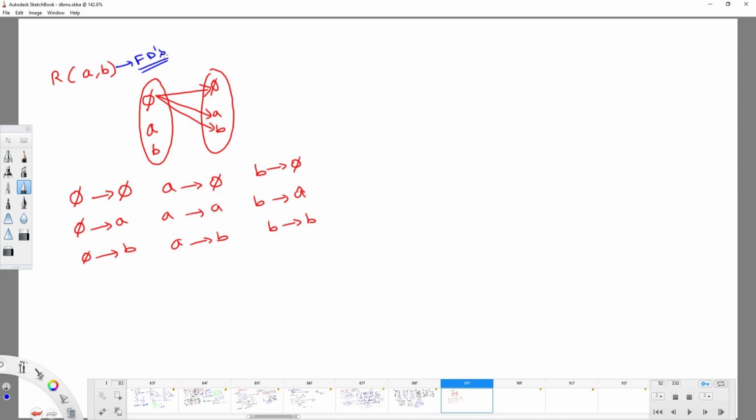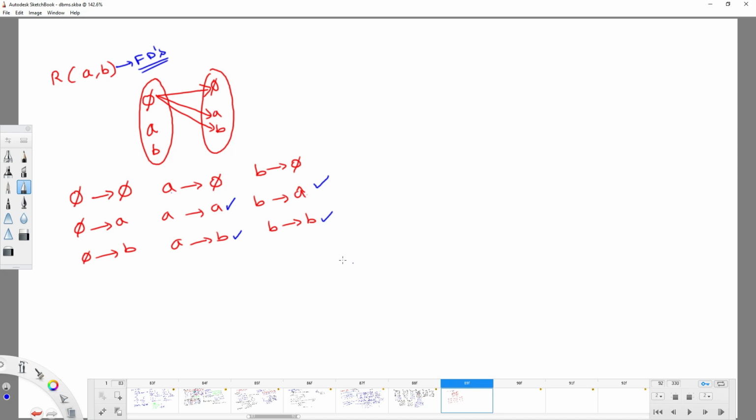Am I right? Yes. See, if I say that A determines phi, is it a valid functional dependency? No, it is invalid. Right? So, if I say that any particular attribute can determine something, right? So, is A determines A? Yes. Is B determines B? Yes. Is A determines B? Maybe possible. Is B determines A? Maybe possible. And all the remaining things may not be true always.